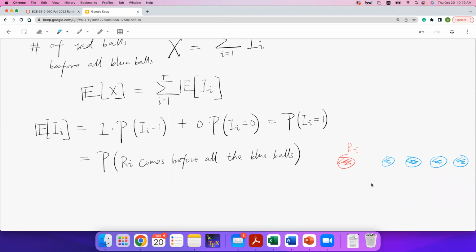Now, what is the probability that you select this red ball before all the blue balls? Meaning that now, if you throw the rest of the red balls away, you only have one red ball and the B blue balls, right? So in order to select this one before all the blue balls, you have to select this one in the first place. So it is just 1 over 1 plus B. Don't need to care about the rest of the red balls.